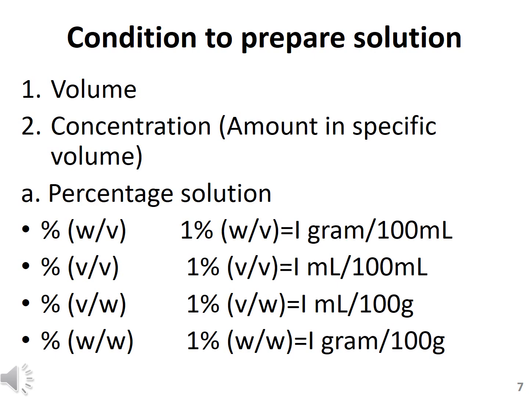In this way you will be able to get 1% volume by weight solution. And the last type is weight by weight. If you are interested to prepare a 1% weight by weight solution, then you will take 1 gram of the solute, and you will make up the solution up to 100 gram by using an analytical balance. So these are the 4 percentage types. In the next slide we will discuss the remaining types of the concentration of the solution.